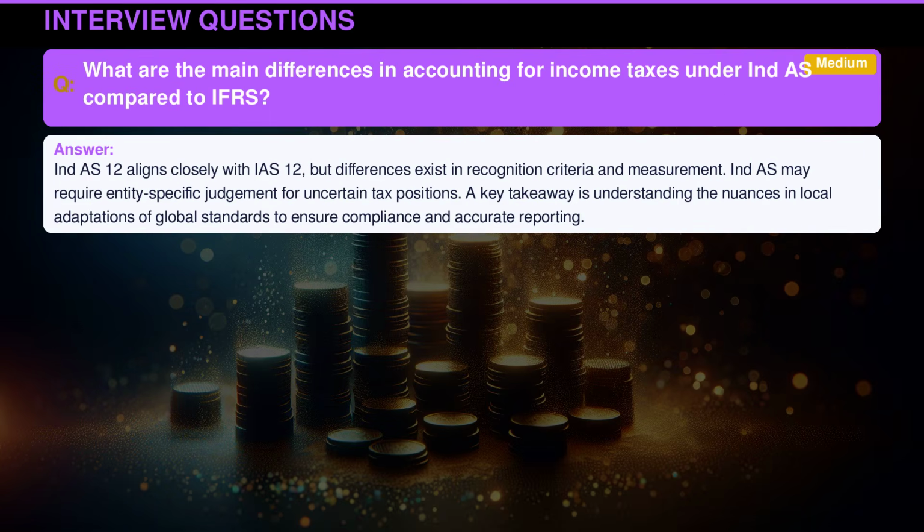Indian Accounting Standard 12 aligns closely with IAS 12, but differences exist in recognition criteria and measurement. Indian accounting standard may require entity-specific judgment for uncertain tax positions. A key takeaway is understanding the nuances and local adaptations of global standards to ensure compliance and accurate reporting.